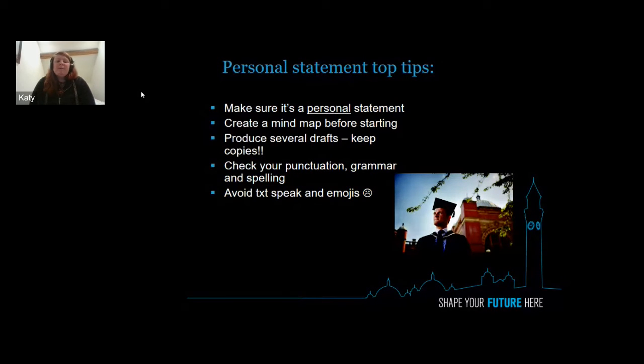So some of you may end up, after you've applied to the university, having email correspondence with admissions tutors at the university, and try and keep those relatively formal. We don't need it too formal, but at the end of the day, they are academic members of staff, and they are going to be processing your application. So try and keep those as formal as you can as well.